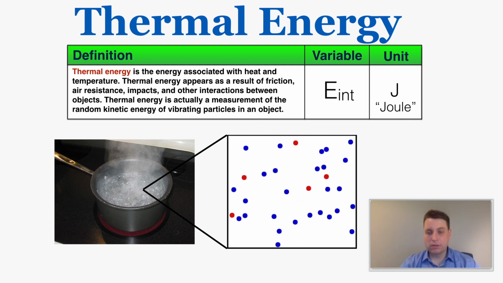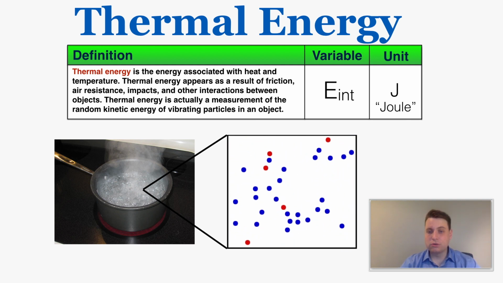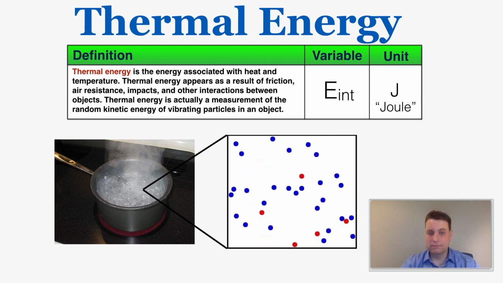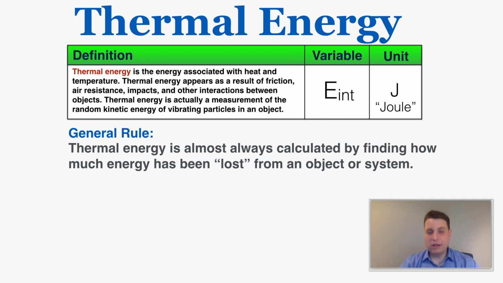The unit for thermal energy is, again, J for joule, because all energy is measured in joules, and again, it's just the ability to do work. As a general rule, thermal energy is almost always calculated by finding how much energy has been lost from an object or system. Energy is never truly lost because it can't be created or destroyed, but if it's turned into thermal energy, that usually means that we can't use it again, just because thermal energy is more difficult to capture and use than other types of energy.